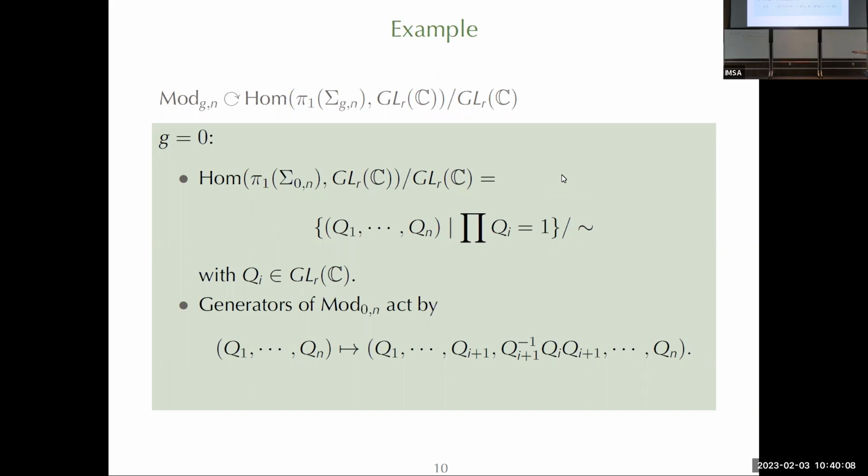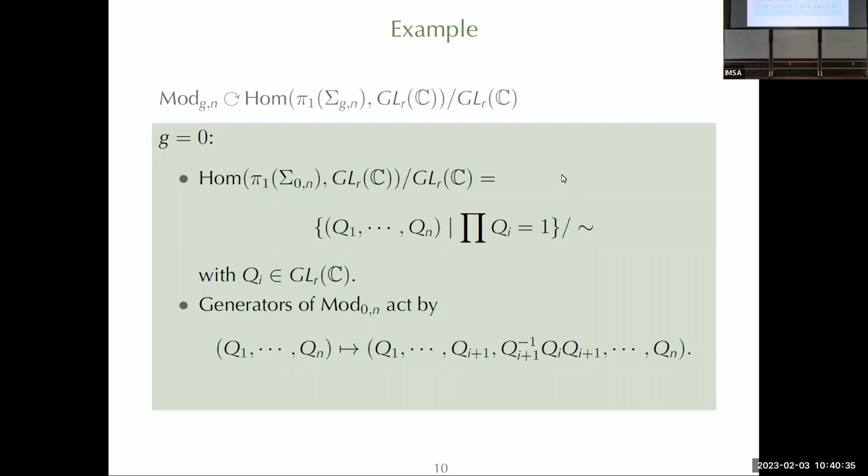automorphisms of this set. Given an n-tuple of matrices, you are allowed to swap the i-th matrix and the (i+1)-th matrix at the cost of conjugating the i-th matrix by the (i+1)-th matrix. And if you stare at this formula for a couple of seconds, you'll see it preserves the property of the matrices multiplying to 1. So this is an action of the braid group on the character variety of a genus 0 surface minus n points. And the question I want to talk about is, what are the finite orbits?